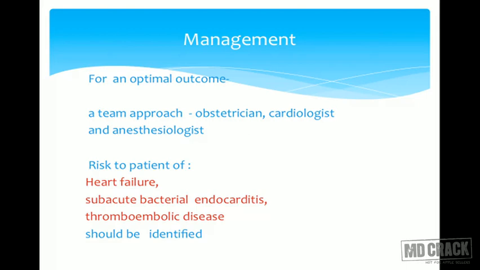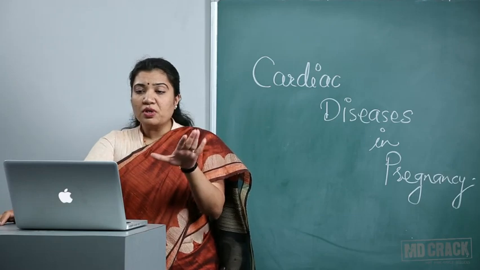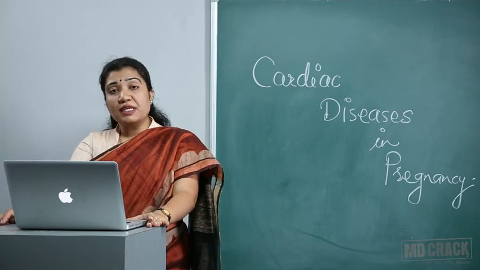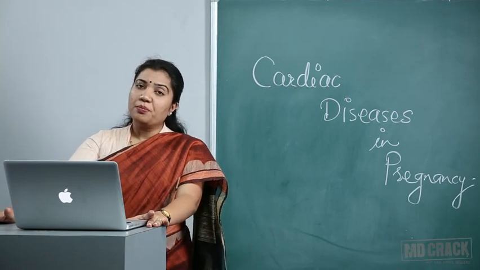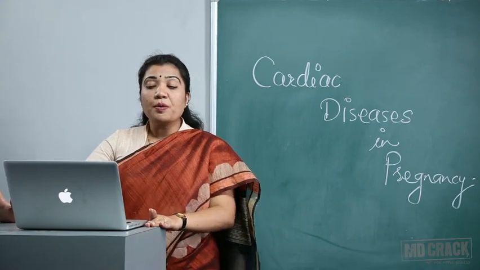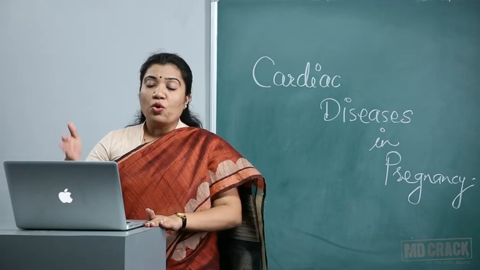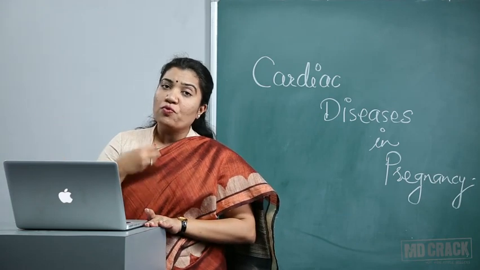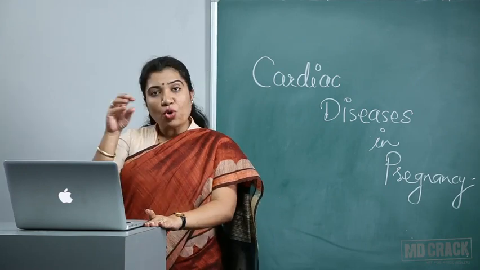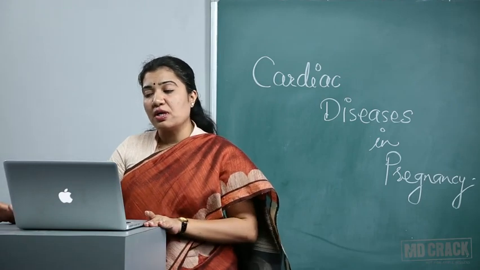Risks to the patient are heart failure, subacute bacterial endocarditis, and thromboembolic disease, and these risks should be identified in time and treated immediately. We have to remember that there is increased blood volume now, and the cardiac output is increased. There is a further increase in the peripartum period. We should not forget the peripartum period in cardiac diseases. There is decreased systemic vascular resistance, and the woman is in a hypercoagulable state. Even a woman on anticoagulants to avoid thromboembolic phenomena is now pregnant, and pregnancy is a hypercoagulable state. So all these points we should remember when managing a cardiac patient.